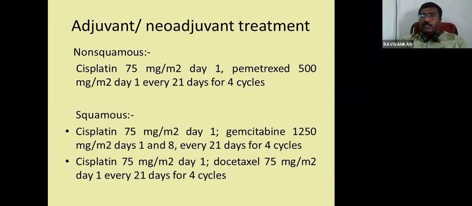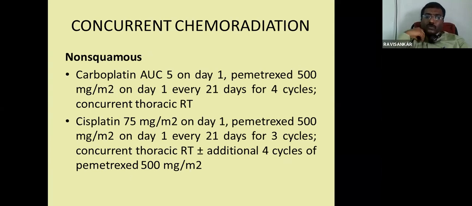Usually, this adjuvant treatment revolves around cisplatin. Okay. If it is non-squamous, you can go for cisplatin and pemetrexed. Don't have to remember dose and all. Just remember the non-squamous revolves around cisplatin and pemetrexed. If it is squamous, you can go for cisplatin plus docetaxel or gemcitabine. Four cycles usually. There are also protocols for concurrent chemoradiation. Better to go for concurrent chemoradiation than sequential chemoradiation.